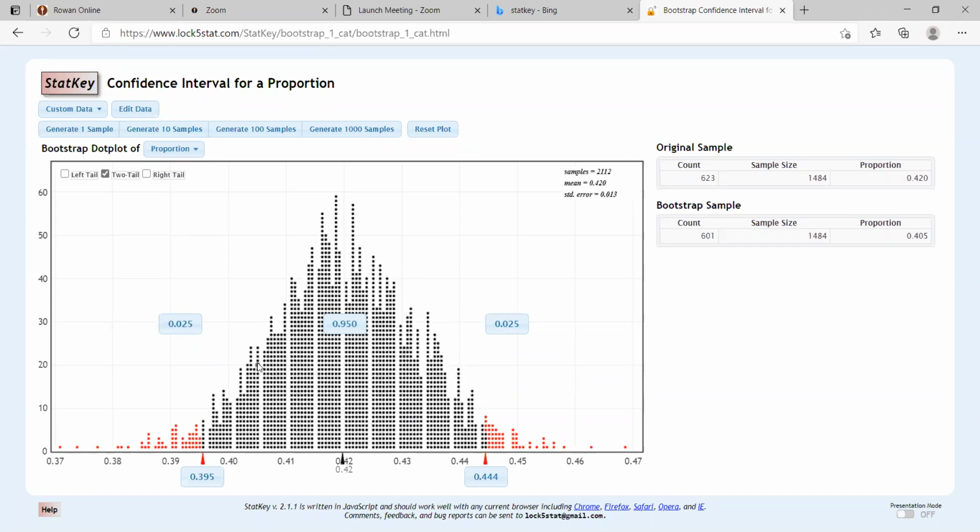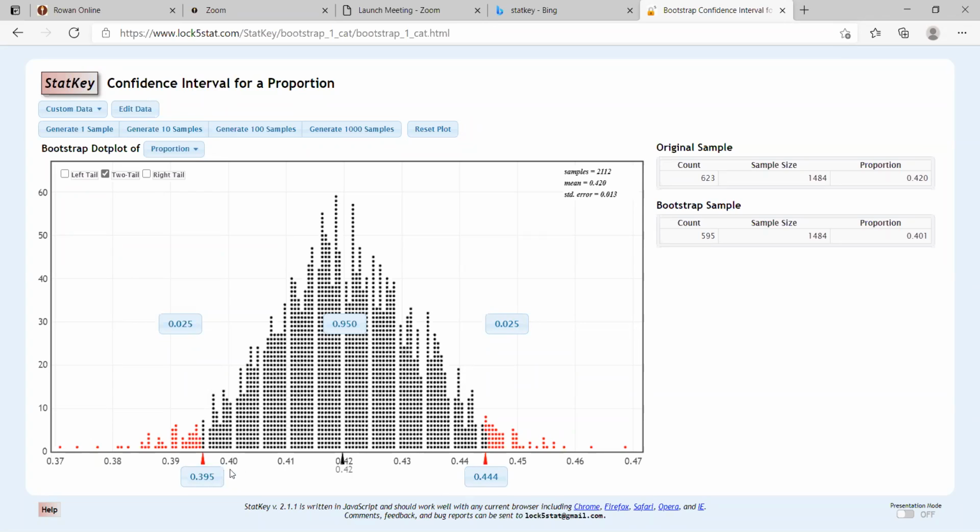All right, so that's how it does it. It does it very simply. It just takes the 95%, the 0.95, and multiplies it by 2112, and it gives you approximately the number of black dots here that are in the interval. And then it determines what the smallest value of these black dots is, and the largest value of the black dots, and this is the confidence interval. This is how it does it.